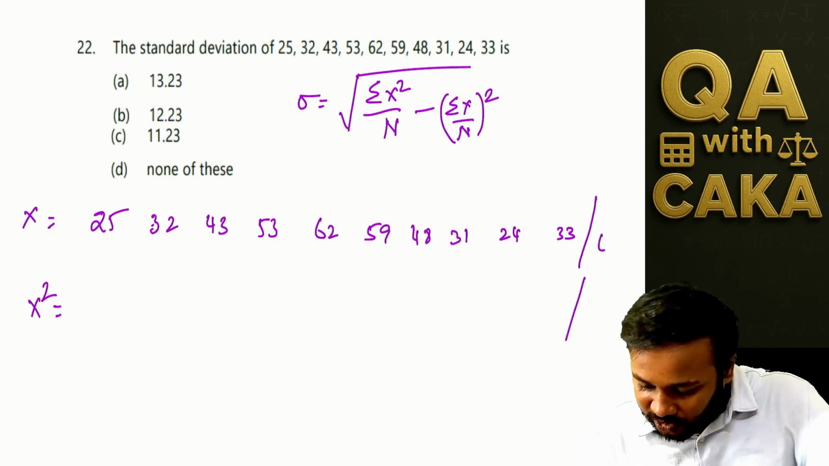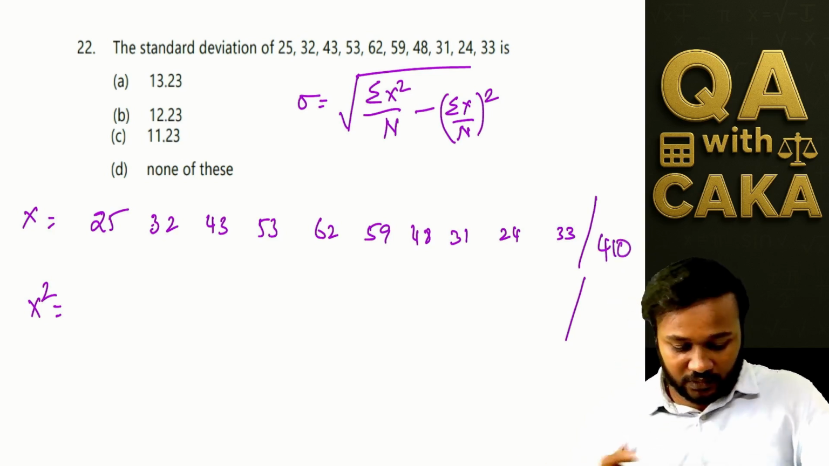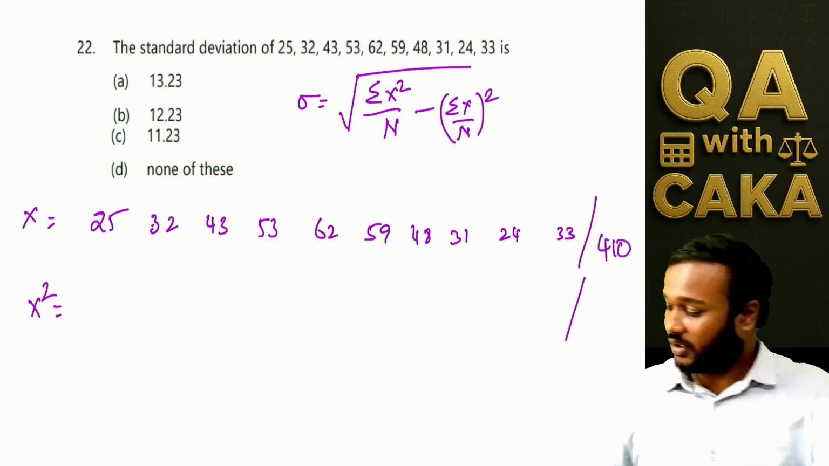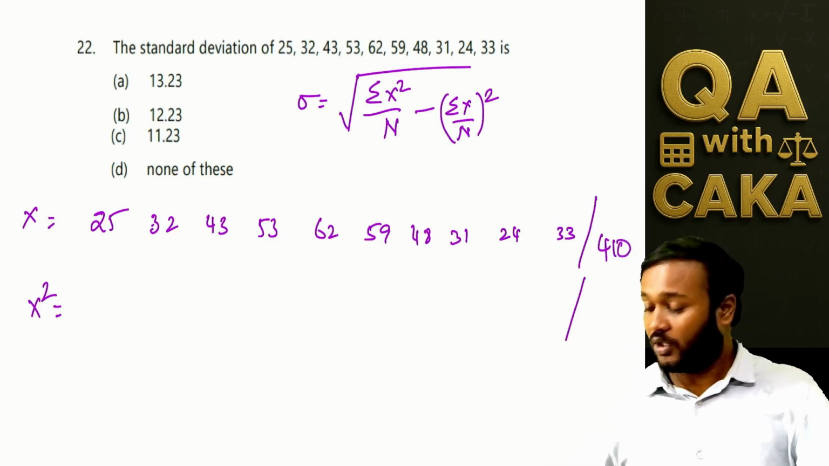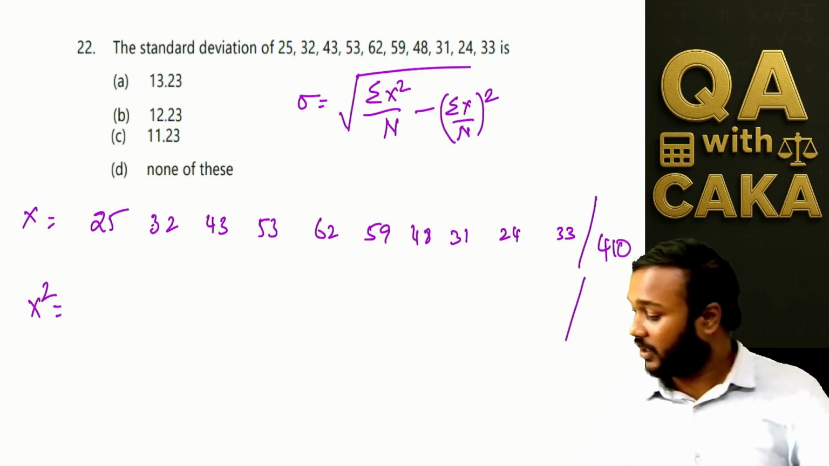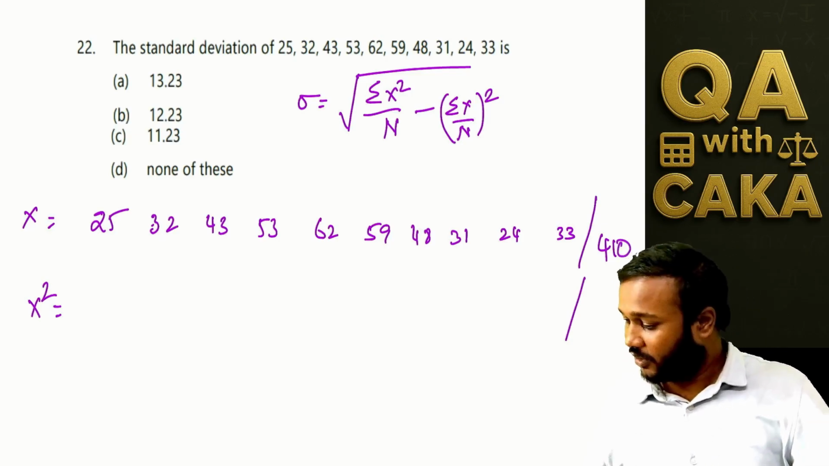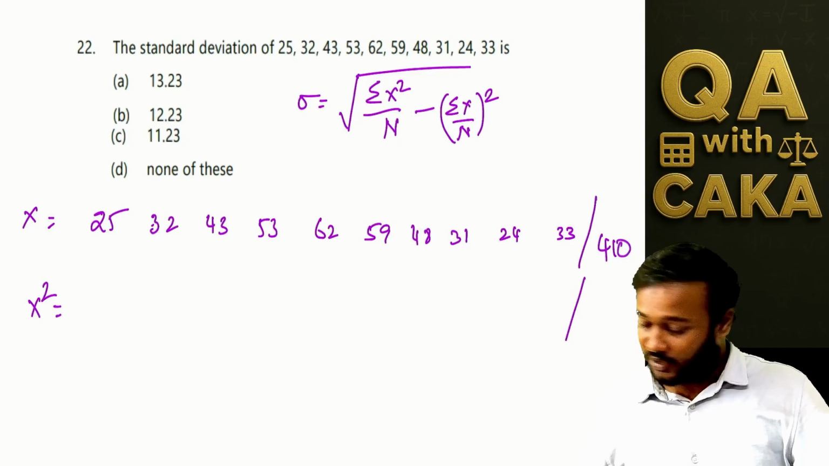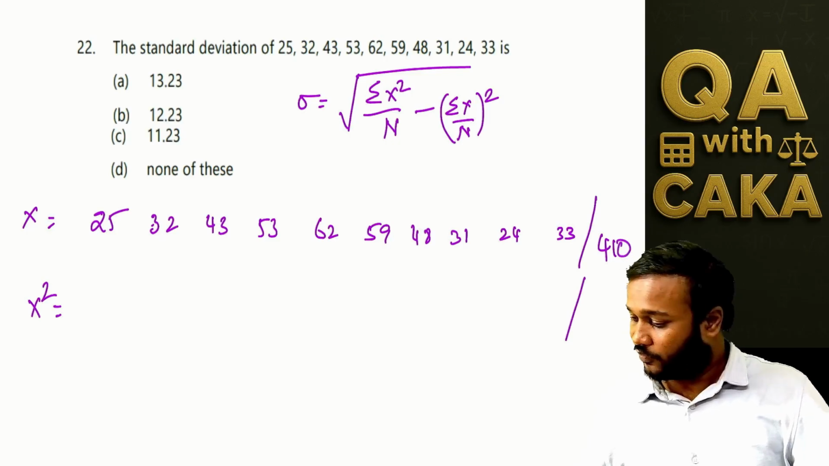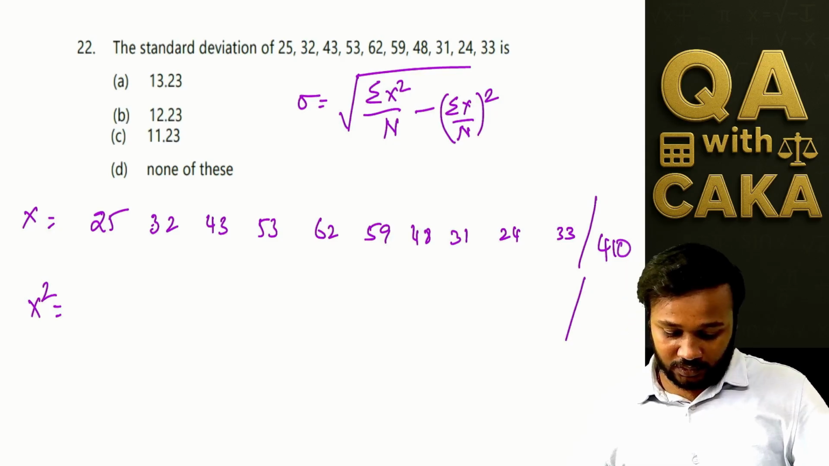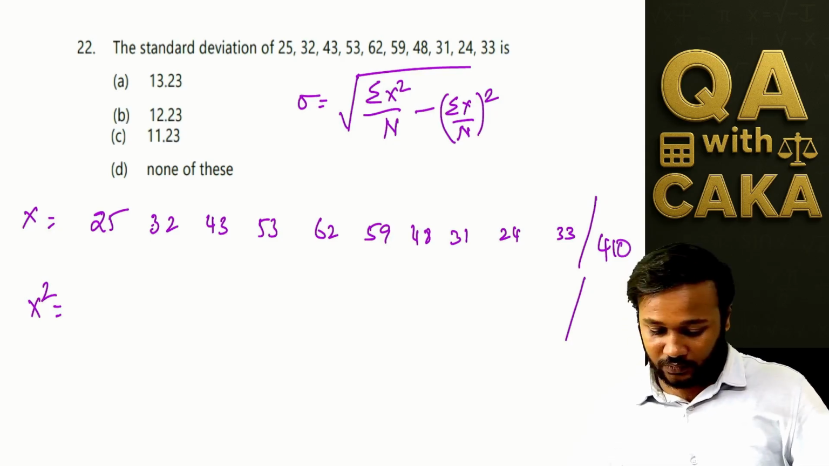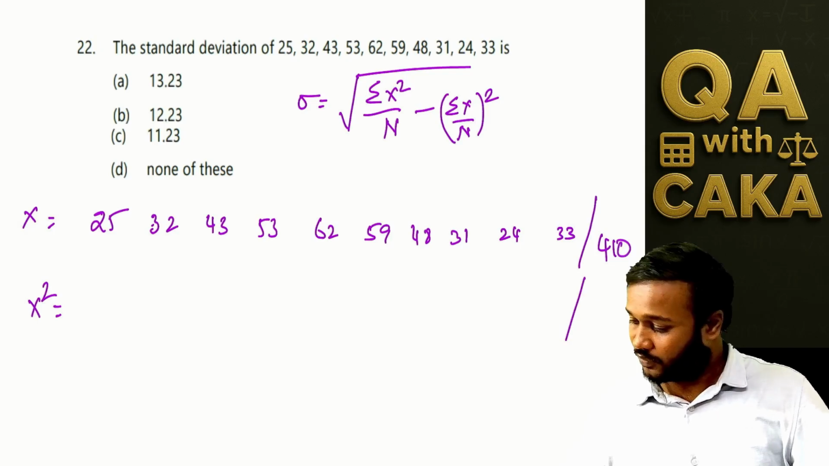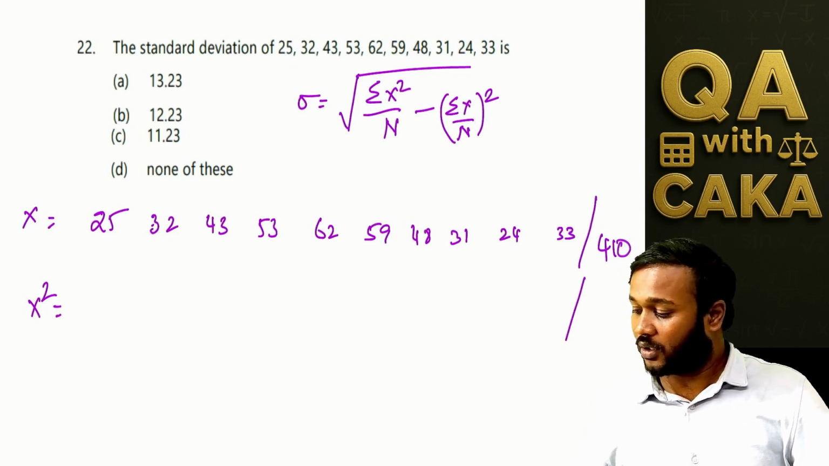So I got 410 here. Now x adding easy, x square. How to do, sir? We can use GT or M plus. I'm comfortable with GT. So it is like 25 into 25 equal to, then 32 into 32 equal to, 43, then 62 into equal to, 59 into equal to, 40 into equal to. Finally, when you're done, click on GT.